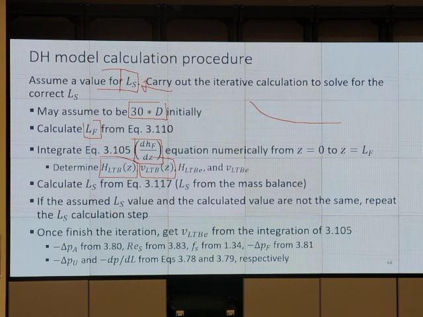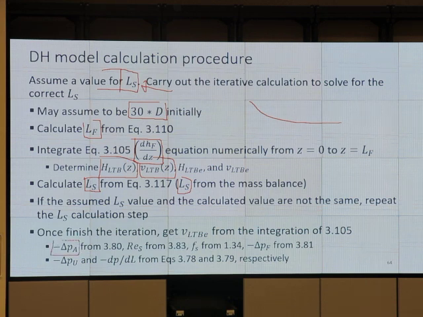Then we can recalculate LS based on the mass balance. If the LS from the mass balance doesn't match the input LS, we do it again. We take the new value of LS, do the calculation of the film profile, then keep iterating until it's matched. And after we have everything converged, then we can calculate the pressure drop.